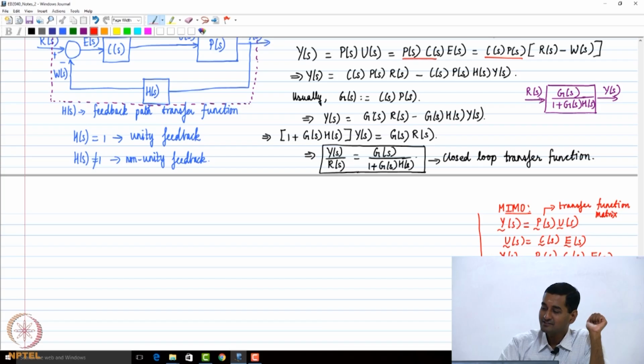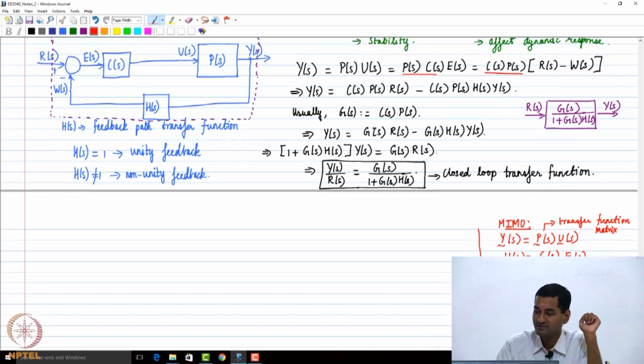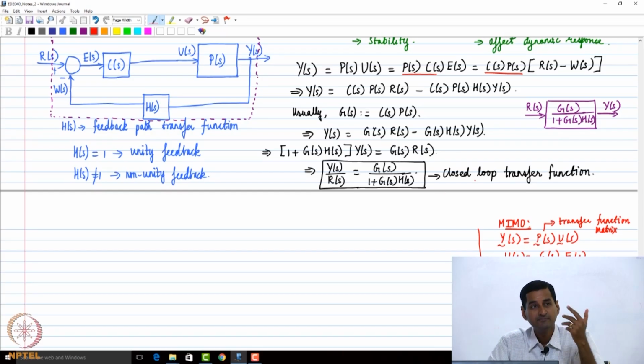The reason I did it is because C of s times P of s means you multiply as you go along this path. That was the intention. But what I wanted to alert you to is that if you have a MIMO system, obviously this is not in general equal to C of s, P of s, E of s. You can't just arbitrarily commute matrices during multiplication. That's exactly what I wanted to point out. So this is the closed loop transfer function.